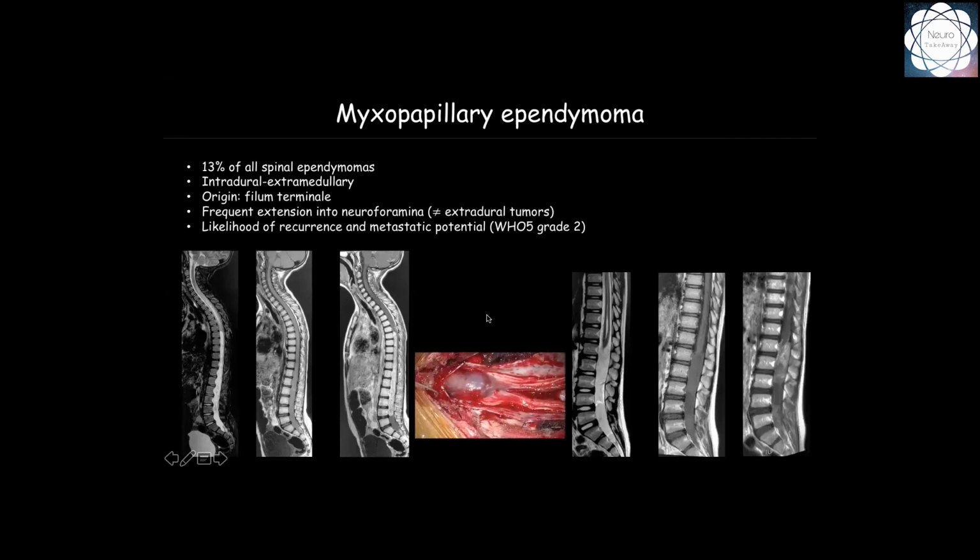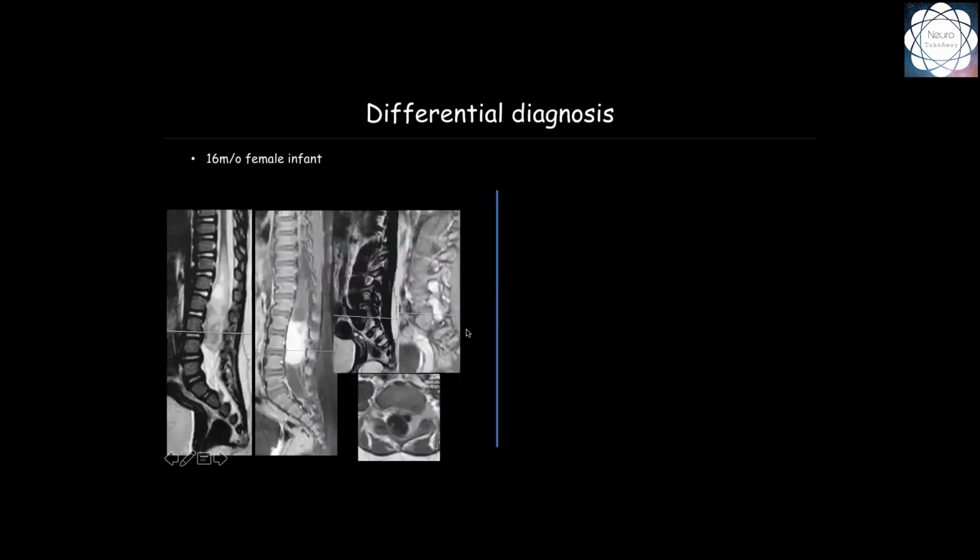Okay, let's go now to 2 differentials of this entity. This was a 16-month-old female infant. She had this tumor at the lumbar spine. You can suspect a myxopapillary tumor, but look at this extension into the epidural space, which is not frequent in these cases. So we suspected another entity, and it turned out to be Ewing sarcoma.